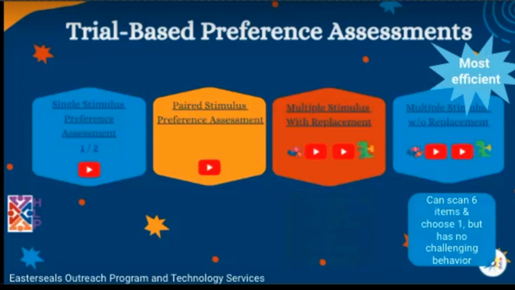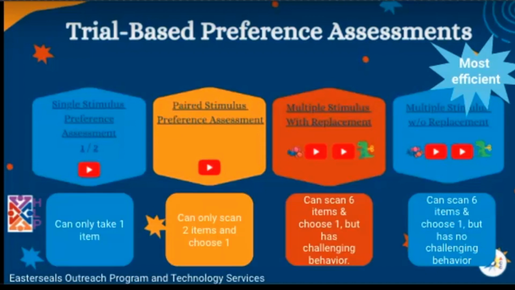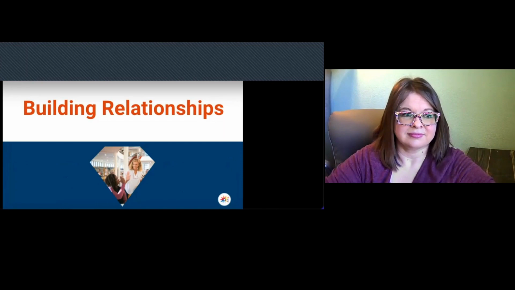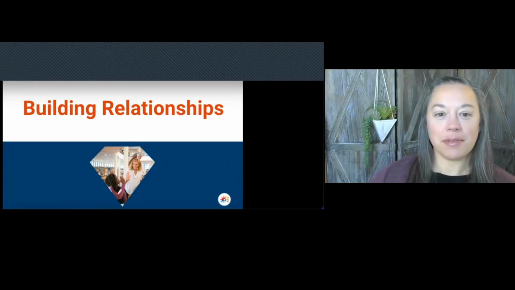And then our last option is the most efficient. It is multiple stimulus without replacement. So you might start with the field of 6. When you do your first trial and you take one out, the next trial, you have a field of 5 and so forth. So if your student can scan 6 items, if they can select between them, and they do not engage in any challenging behavior when the toys are moved, this is the quickest and most efficient method to get your hierarchy.